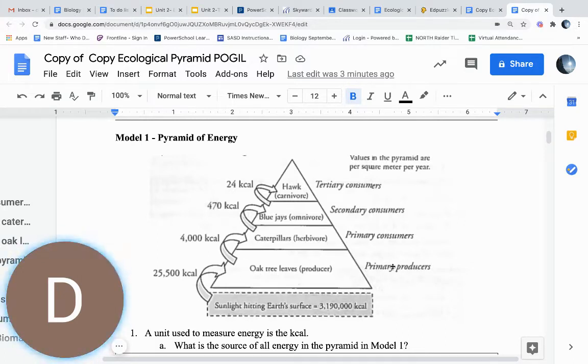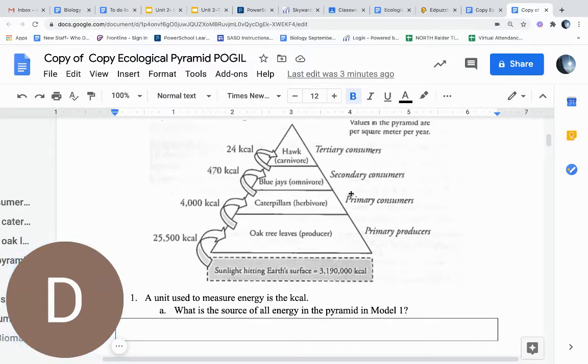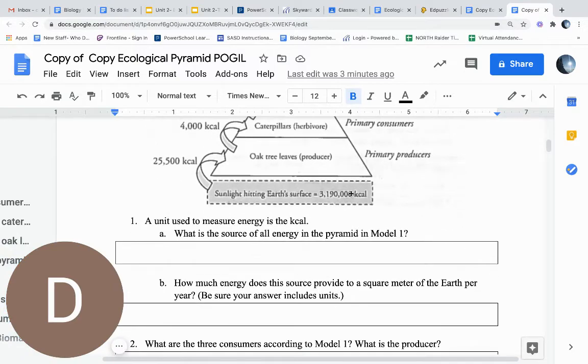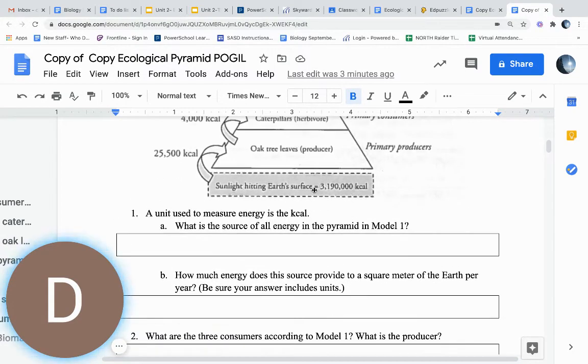So here it will tell you what type of feeders you have: your oak tree leaves are your producers, your primary consumers would be your caterpillars, blue jays are secondary consumers, and the hawk is your tertiary consumer or carnivore. It also tells us how much sunlight hits the Earth's surface. So that is over 3 million kilocalories, which is a massive amount of energy.